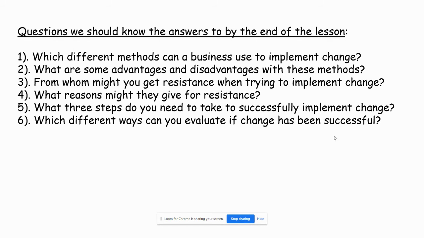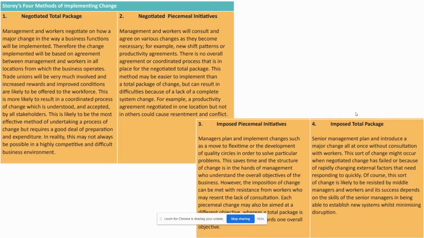Okay, so normally at this point, I would get people to have little discussions about these different questions and give their ideas. But the situation we're in, we just got to go sort of straight into explaining them. But at any point during this lesson, if you want to think about anything, I might not give you a lot of time, but you can just pause the video and think about something and resume it. Okay, so let's first of all talk about different methods you can use to implement change.